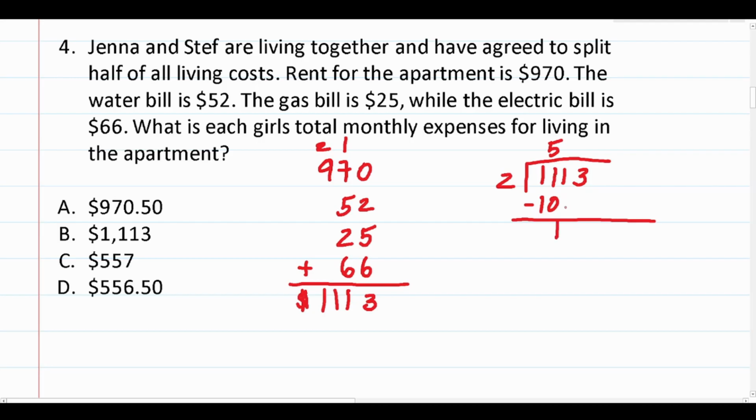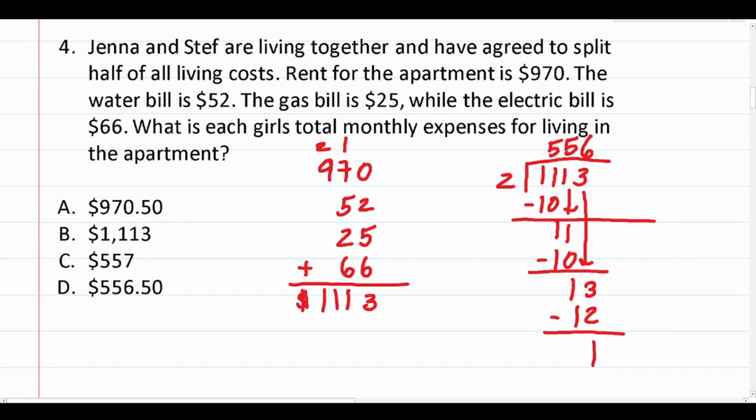11 minus 10 is 1, and we get to drop down this 1 now. Again, the question is, how many times does 2 go into 11? That's going to be 5, of course, given that 5 times 2 is 10. 11 minus 10 is 1. Now we're going to drop down this 3 all the way down, and the question becomes, how many times does 2 go into 13 without going over? Of course, that's going to be 6 times. 2 times 6 is 12.